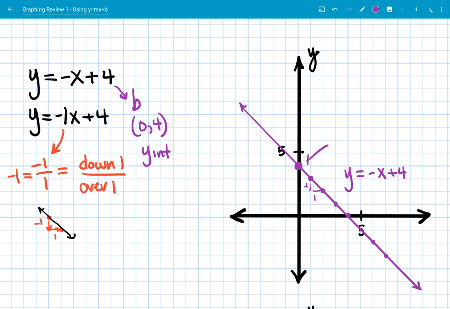So it starts at a y-intercept of 0, 4, which was predicted by the b, and then the growth rate, which is the down 1 over 1, that's predicted by the m in the equation. Remember, it's y equals mx plus b. Okay, one more.